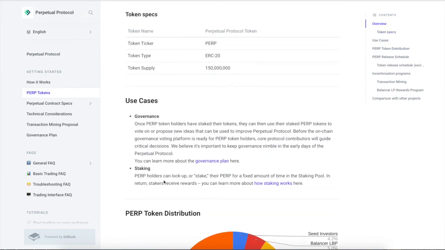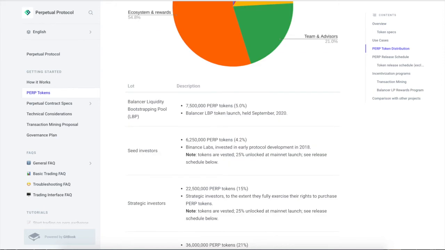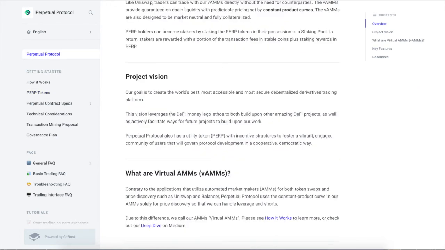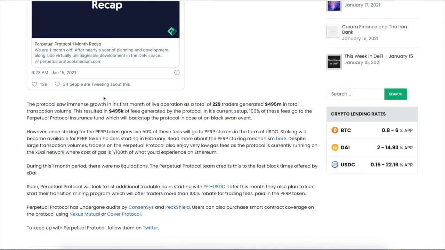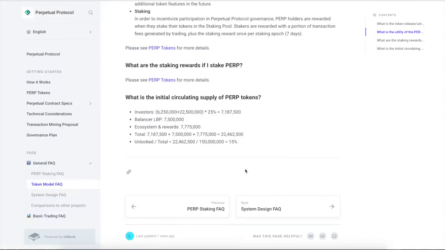So the use cases, again, are for governance and staking. We explained kind of how the staking works. So right now, here was a tweet. This was on January 15th. They had 229 traders generating 495 million in total transaction volume, which is 495K of fees. Those fees, which are 0.1%, are going right now into the insurance pool, for a Black Swan event. This is still a young project. This is an ERC20 token, guys. They are functioning on the xDai second layer solution in order to provide a better user experience by getting rid of those trading fees, which is really nice.